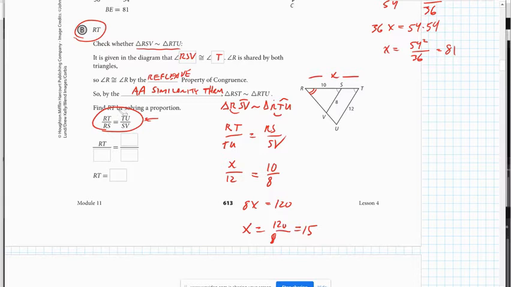Okay, if you use the proportion that the book suggested, that would be RT over RS. RS is 10, TU is 12, and SV is 8. What they did is long side over short side equals long side over short side. And when we cross multiply there, we also get 8 RT equals 120. So you get the same answer, RT equals 120 over 8, which is 15.